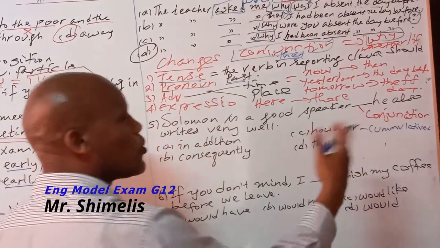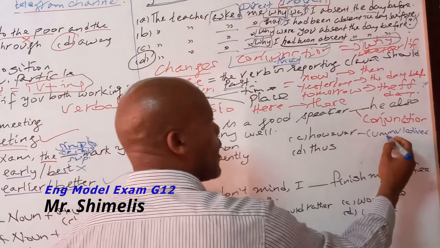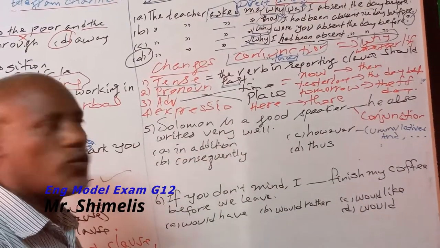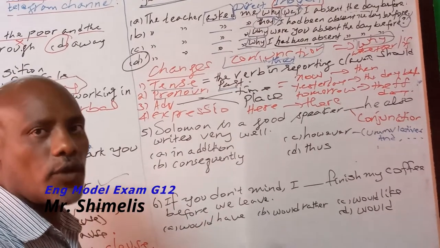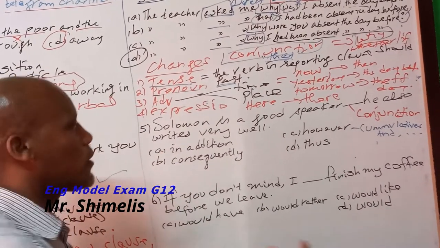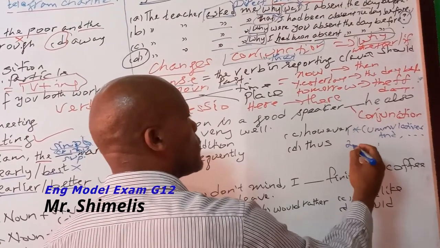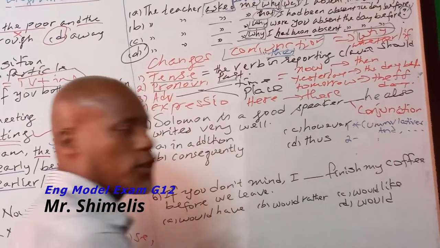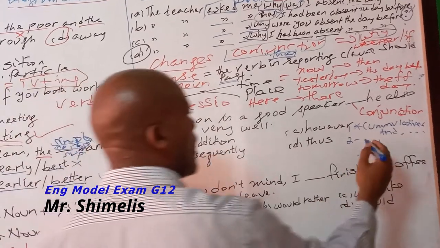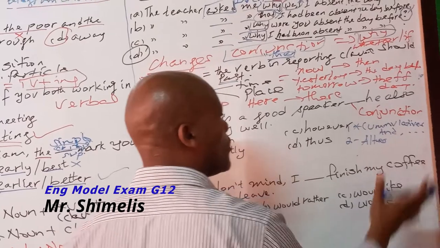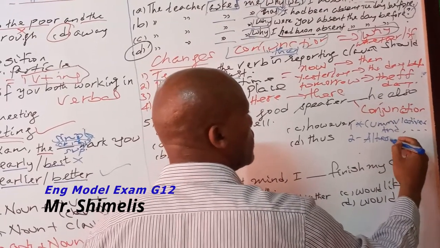To accumulate means to store. So conjunctions like and, and all conjunctions that have equivalent meaning with and, like also, as well as, in addition to, etc., are categorized under this group, okay? And that's the first group. The second group of conjunction is alternatives. Let me just put them in order. Alternatives, okay?